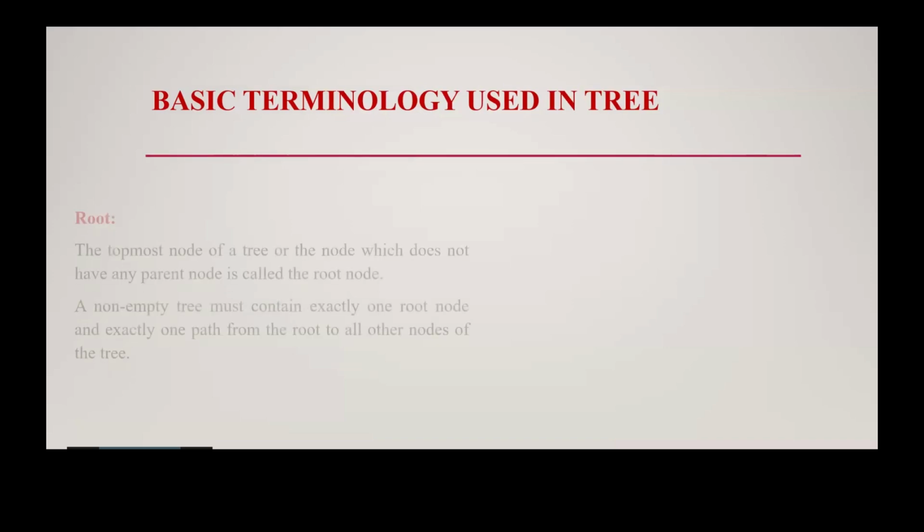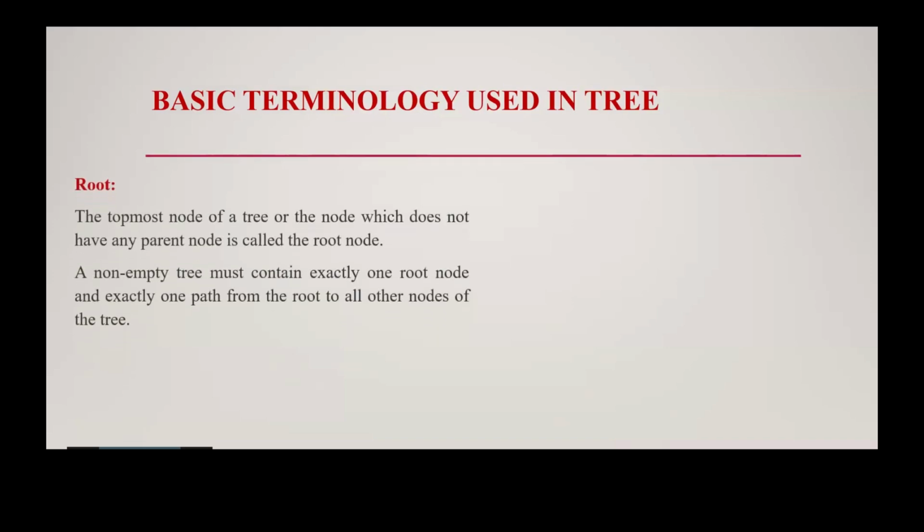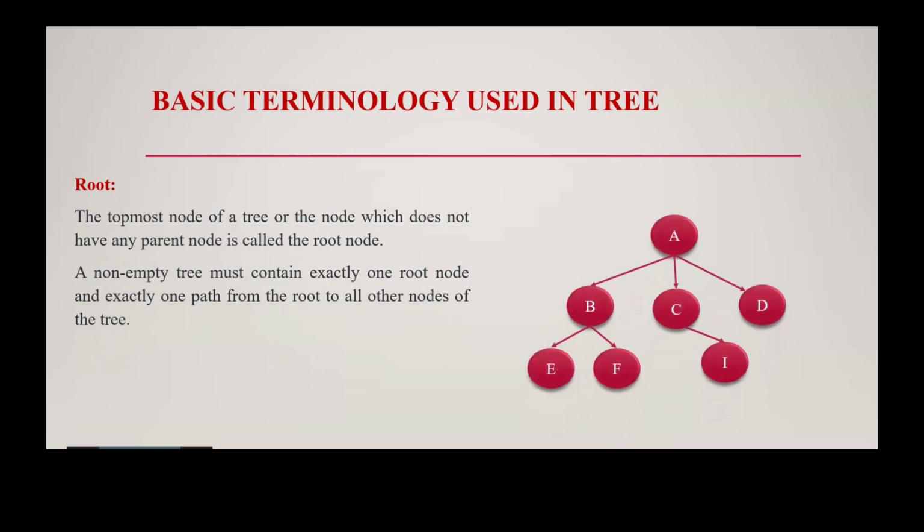Next we have to learn the basic terminology used in a tree. The first one is the root. What is a root? The topmost node of a tree is called the root node, or the node that does not have any parent is called the root node. A non-empty tree must contain exactly one root node and exactly one path from the root to all the other nodes.